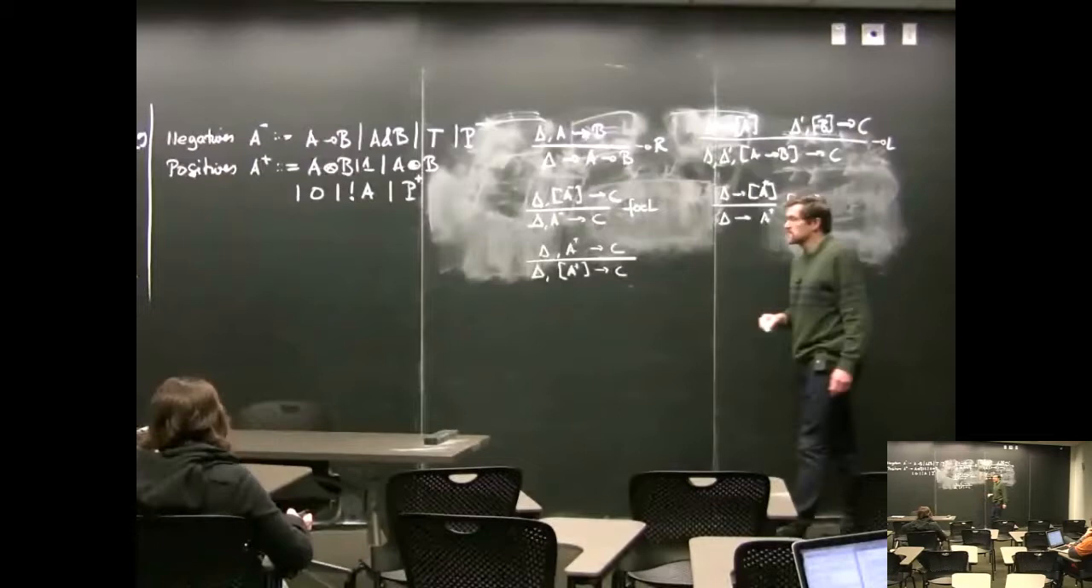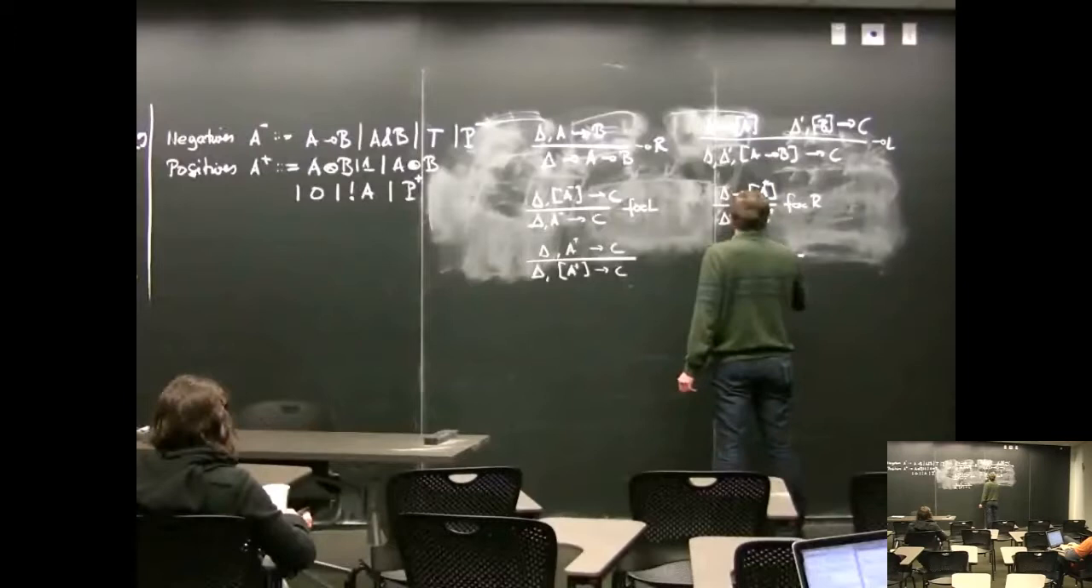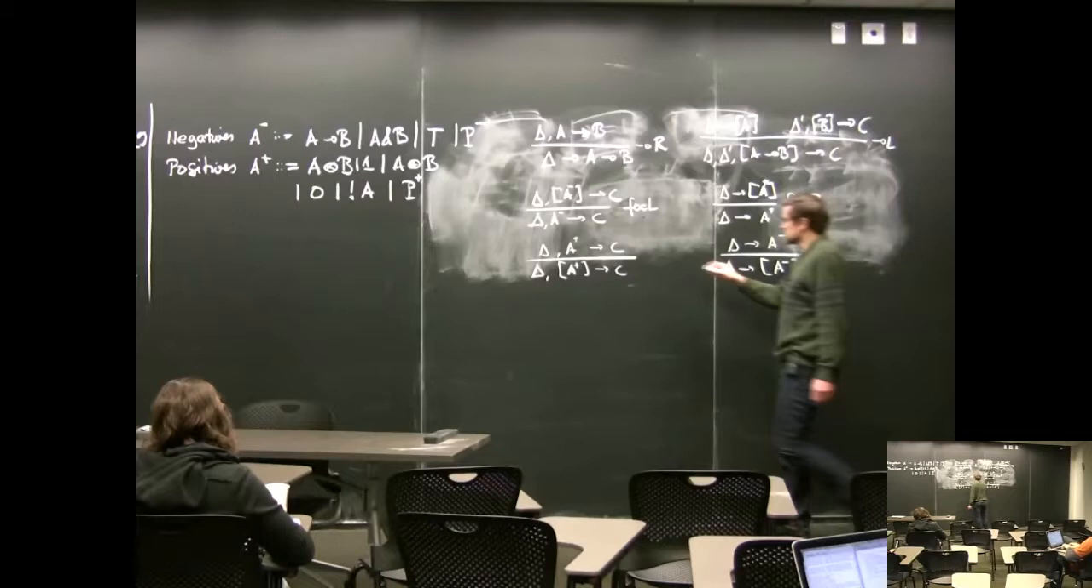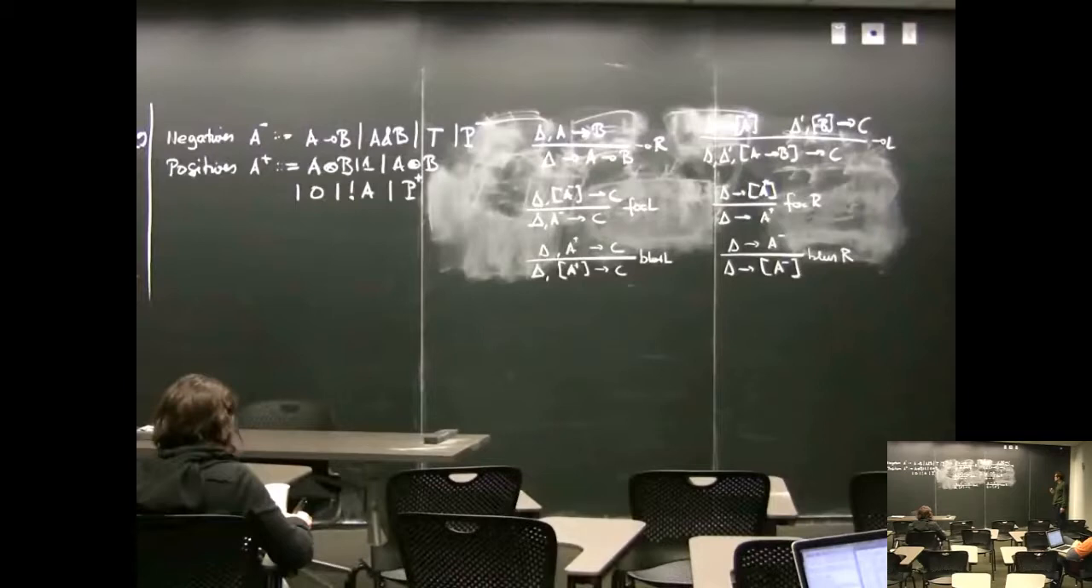And similarly over here, if on the right-hand side you're focused on something which happens to be negative, then we just go back and take the formula itself. Sometimes these are called the blur rules, because they're the opposite of focus. So that's the blur left, and that's the blur right rule. We have to go through all the connectives to write out the whole system. I'm not going to do all the connectives, but I'll do some subset. But I want to point out a couple of things about these rules.